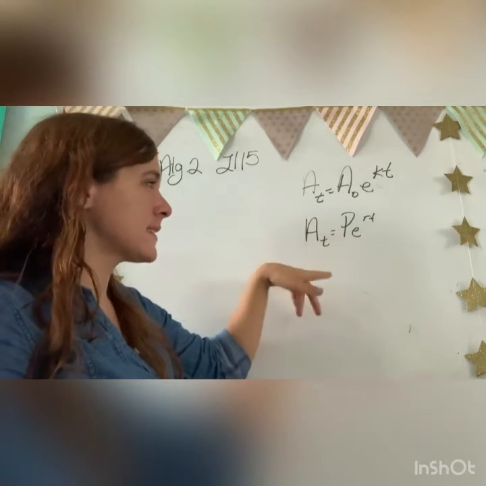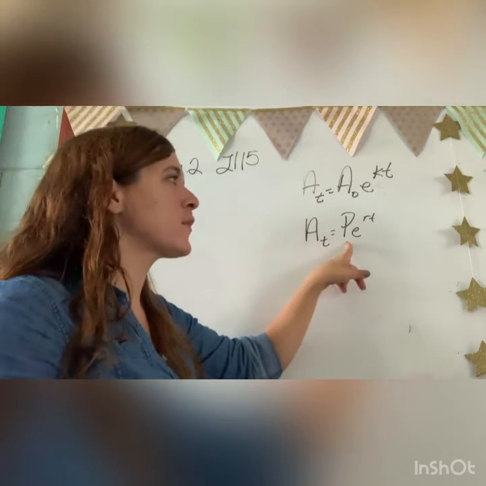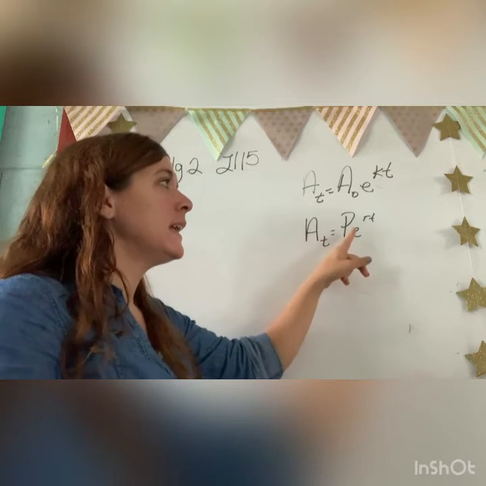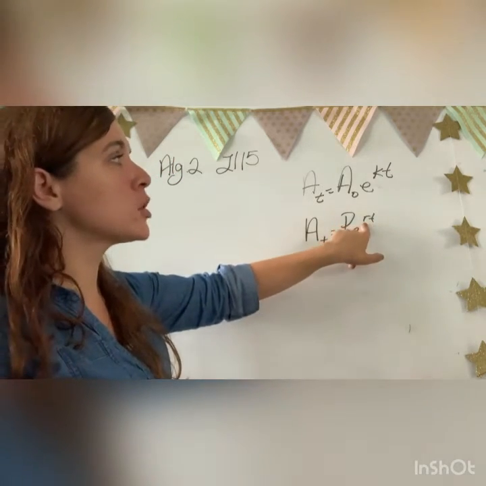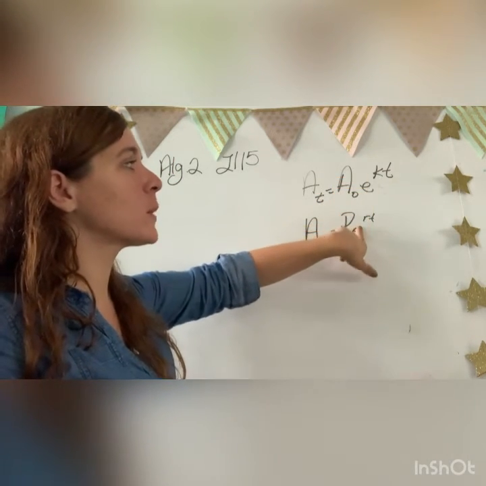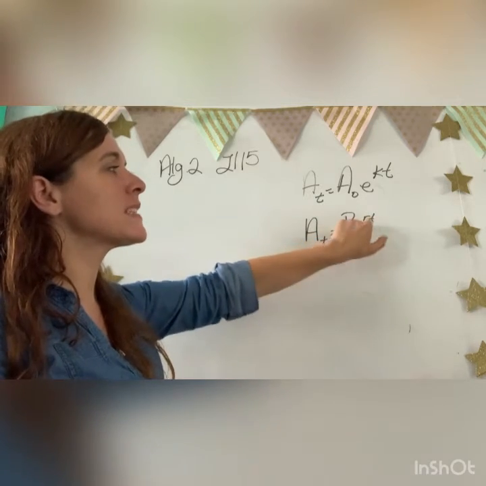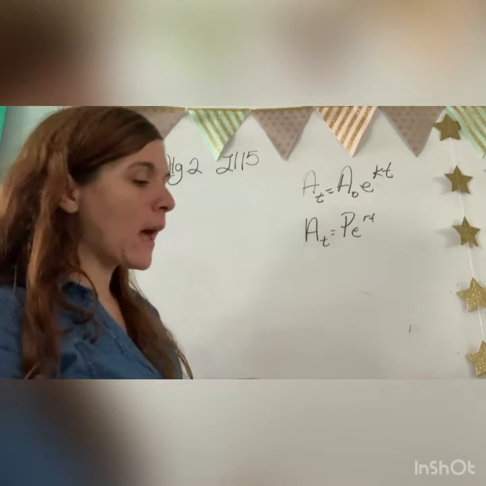Over here, it's the same thing. This is your answer. This is P for principal. That's your original amount of money. e to the r, which is what either they're going to give to us or we're going to solve for, which is your rate of interest, times your time. Okay, so how do we use those?